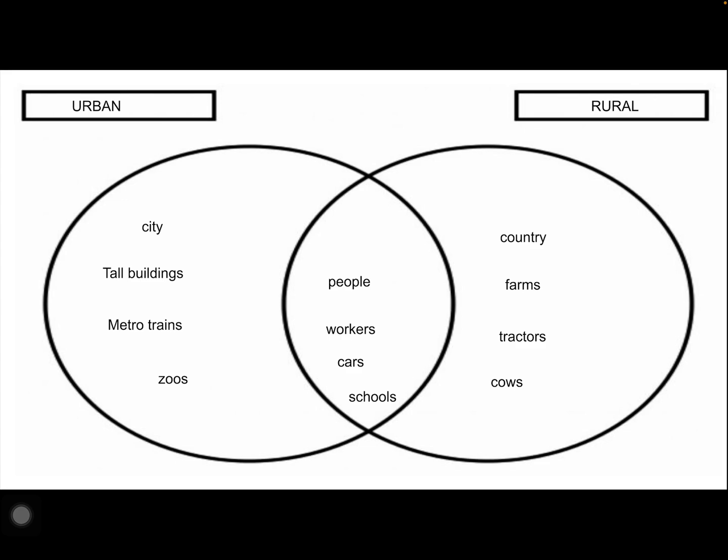So this is how we organize the information about urban and rural communities. If it's a word that talks about things we might see in an urban community, it goes in this circle that we've labeled urban. And if we see something in a rural community, it goes in this circle that we have labeled rural. And if it goes with both, it goes in that middle part where the circles overlap.